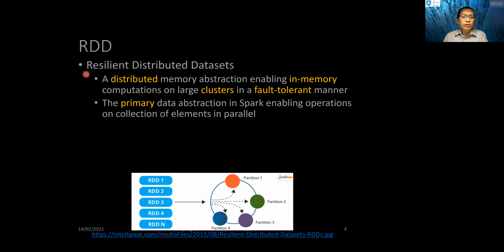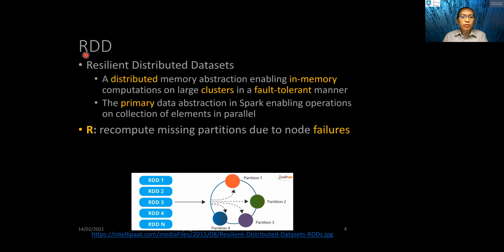RDD refers to resilient distributed data sets. So this is a distributed memory abstraction. It enables in-memory computation on large clusters in a fault-tolerant manner. And it is the primary data abstraction in Spark, and it enables operations on collection of elements in parallel.